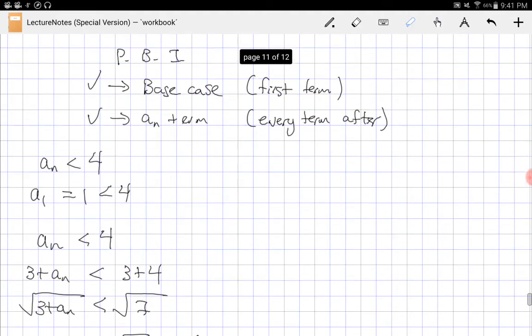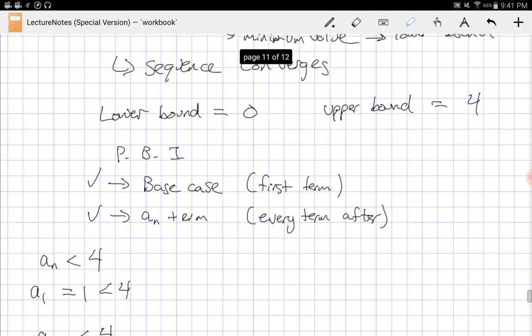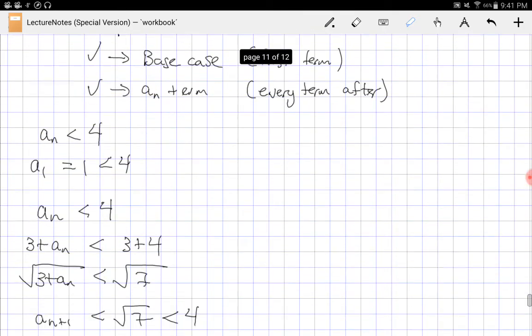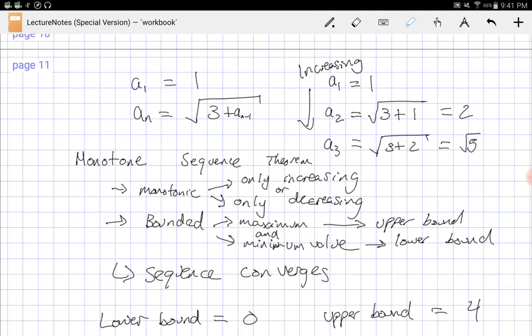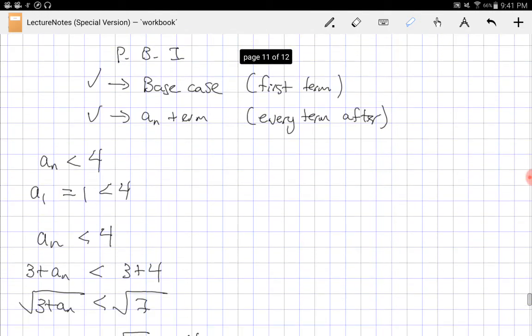So now we want to prove that the sequence is strictly increasing. When a sequence is increasing, what we know is that the current term is greater than the previous term. And if the current term is greater than the previous term, then we want to prove that the next term will be greater than the current term.